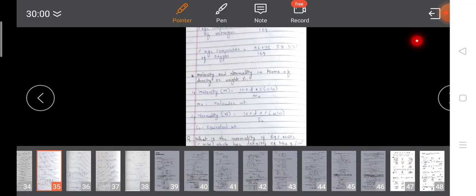Today we are going to continue the next part of the chemical calculations. Yesterday we solved the percentage, how we can calculate the percentage composition. Today we are going to focus on how we can calculate the molarity and the normality in terms of the density or say weight percentage.